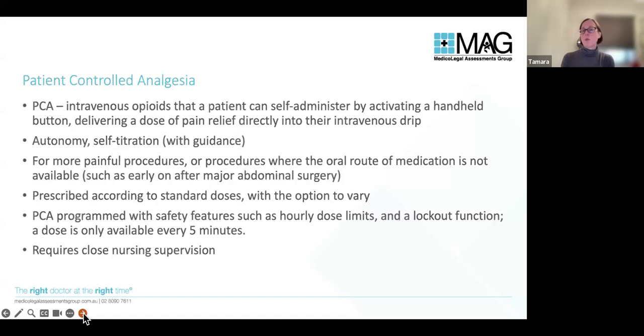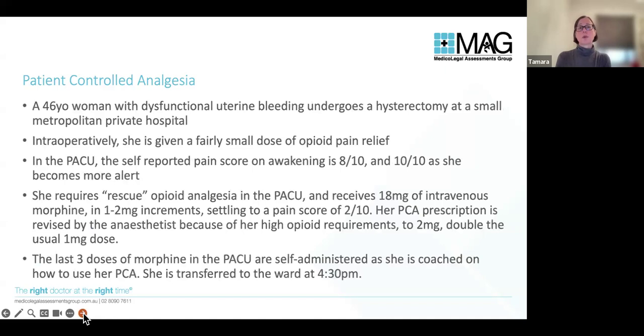So very useful for more painful procedures, or procedures where you're not going to be able to perhaps eat or drink for a period of time, like a major abdominal surgery. And there are standards, with the option to vary them, but pretty much anywhere you go in Australia, a standard morphine PCA would be a 1 milligram dose, a 5-minute lockout, and so on and so forth. There are safety features. So if you fall asleep with your elbow on the button, it's not going to keep dosing you. You're not going to get overdosed from that point of view, and there's a lockout. But you do need close nursing supervision, and you do need a whole lot of support.